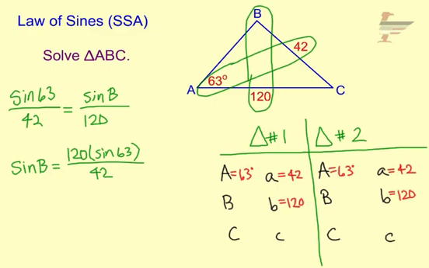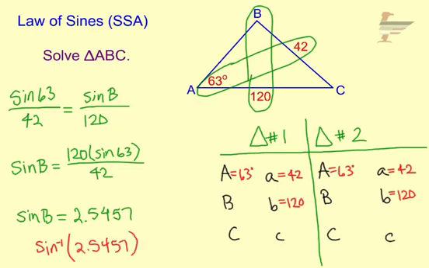So when we do that, we get sine of B is equal to, and when you do all that math on the right, you get 2.5457. Now in order for us to get angle B, we're going to have to do our inverse sine of angle B. So inverse sine of this 2.5457.